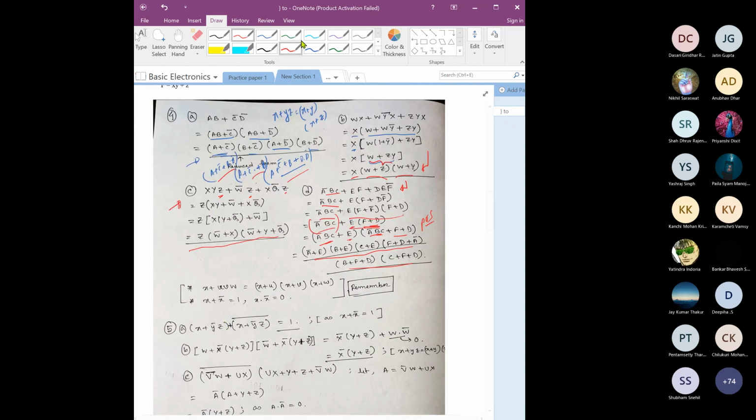Okay, here I think I have written one more thing. Please remember this thing, it will be helpful many times. That is x plus uvw. If you want to write it in POS form, that would be in this way: (x plus u)(x plus v)(x plus w).